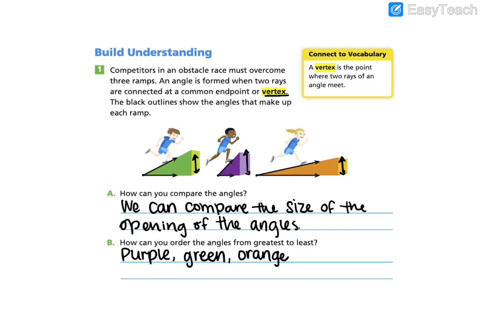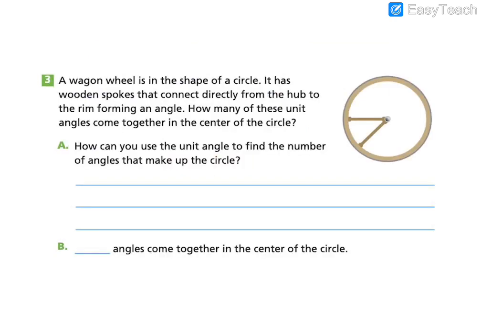Okay, let's go ahead and go to the next page. We're going to look at problem 3. A wagon wheel is in the shape of a circle. It has wooden spokes that connect directly from the hub to the rim, forming an angle. How many of these unit angles come together in the center of the circle? So we need to figure out how we can use the unit angle. Okay, that's what's shown.